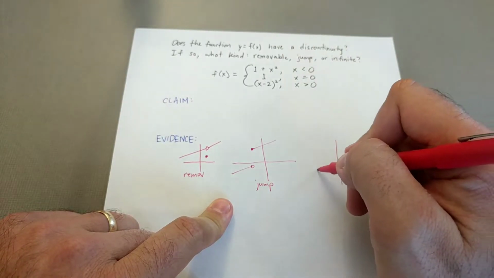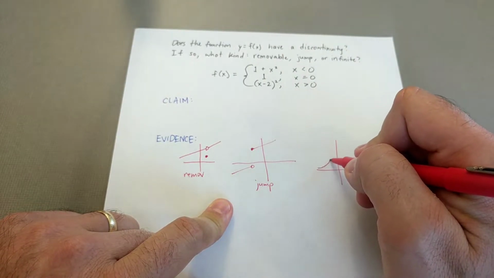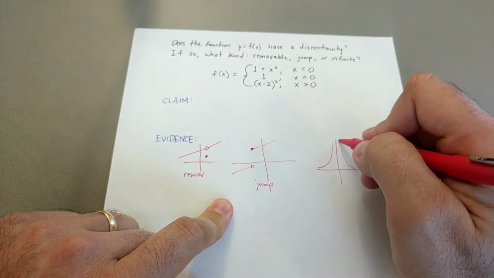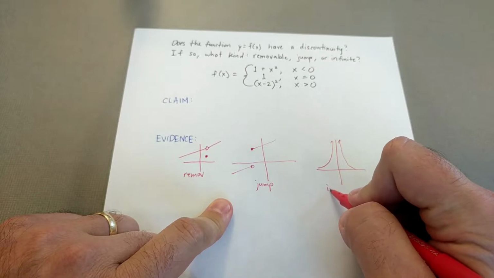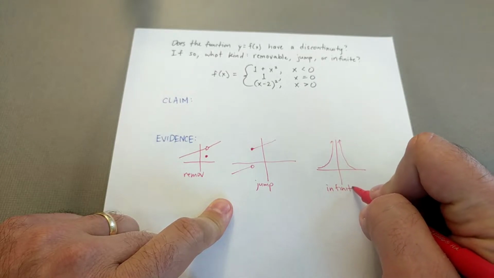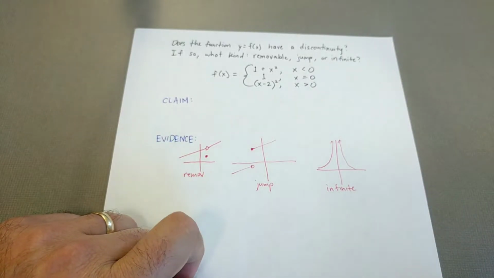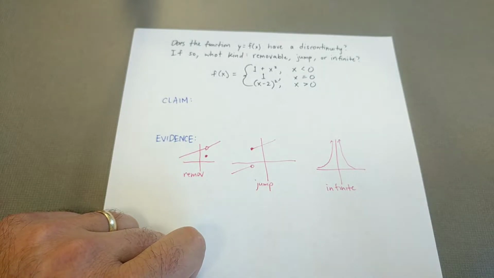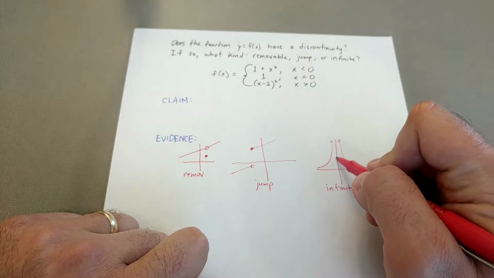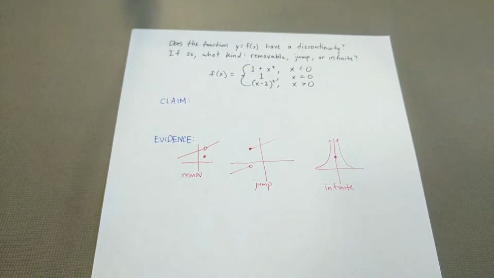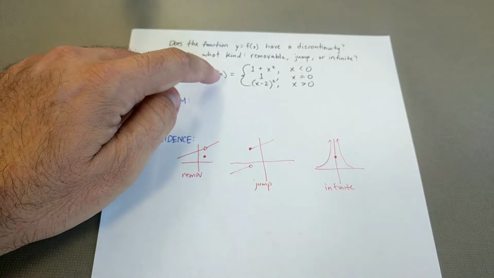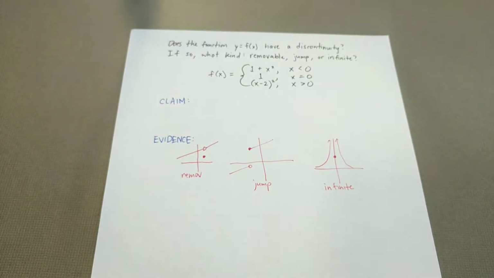Or last thing, maybe it is an infinite discontinuity, in which case it approaches one of the infinities as it approaches some input value, in this particular case as x equals 0. And sometimes even in those cases you can define the point elsewhere and it's still an infinite discontinuity. So I need to figure out which one of these this one is.